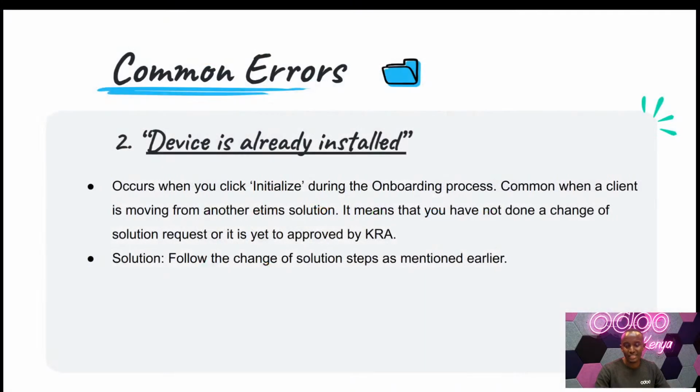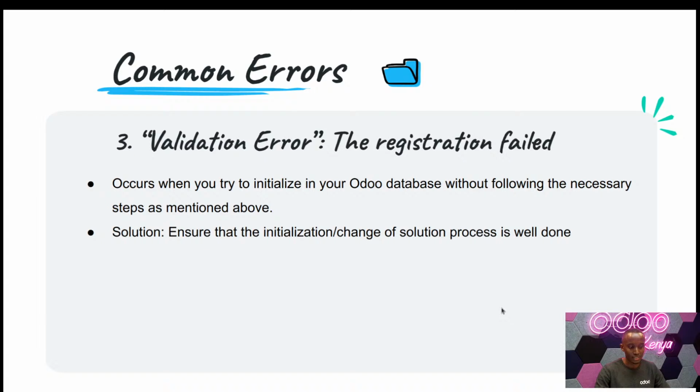Again, the third error that is quite common is the validation error. I think I've just shown you that as well. Anytime this occurs, it means that you're trying to initialize before you have followed all the due steps that are required. Either your service request is yet to be approved, or your change of solution is yet to be approved. So at what point do these errors occur?